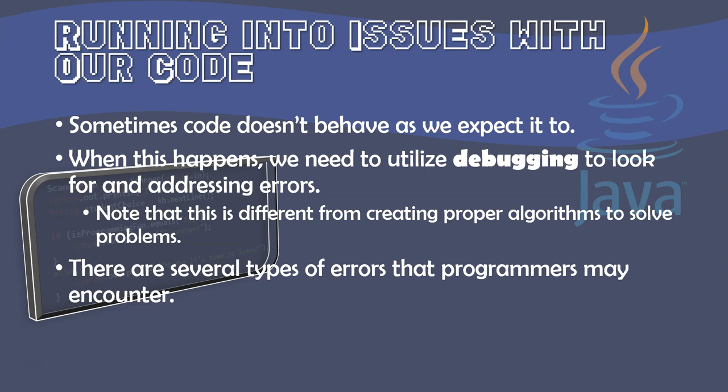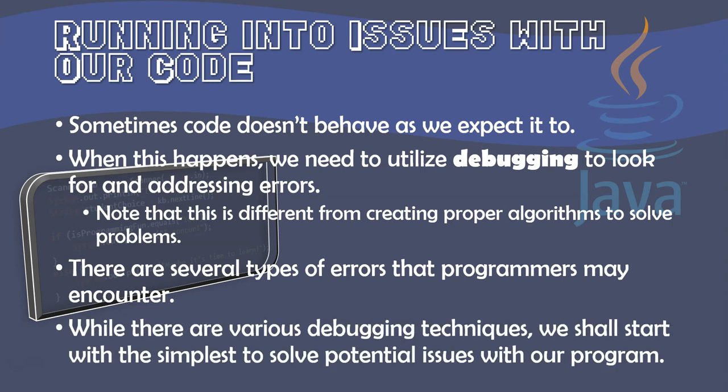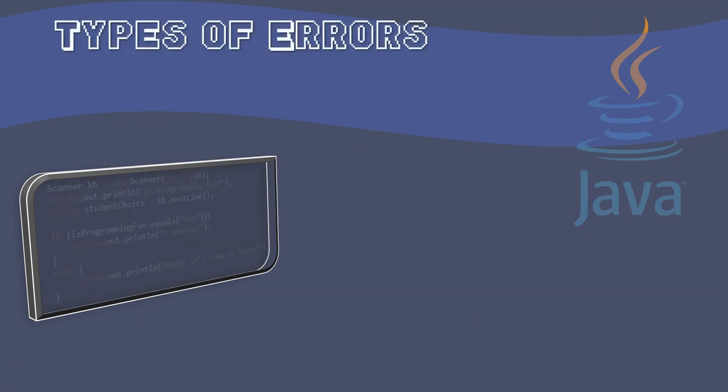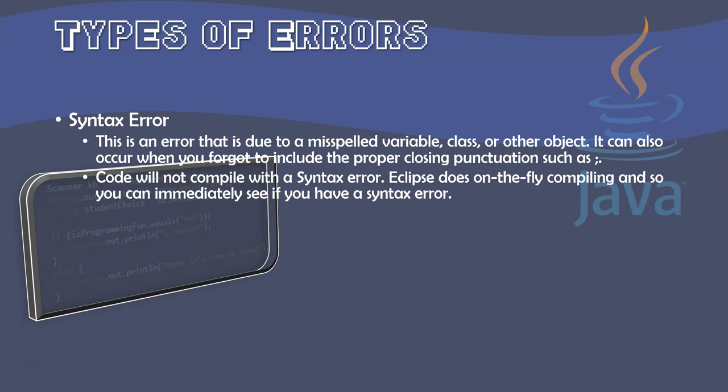issues that we have. Now there are several types of errors that programmers typically encounter, and we're going to look at those before we dive into some of the techniques we need to solve them. And while there are many different techniques that we can use, the simplest one is the one we're going to use first, and that can be very useful for helping us solve potential issues with the program. So first, let's look at those types of errors.